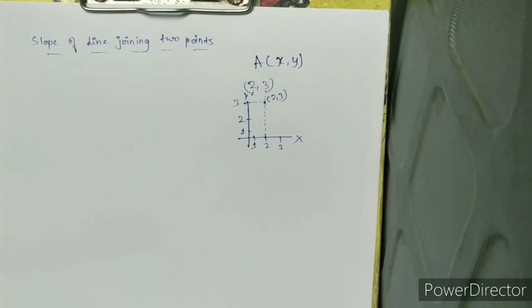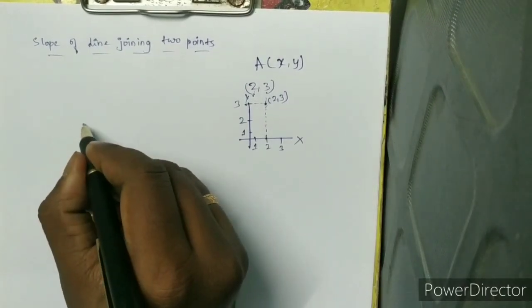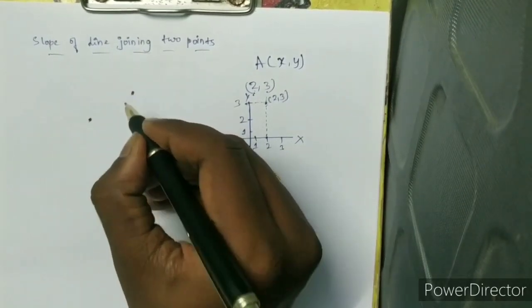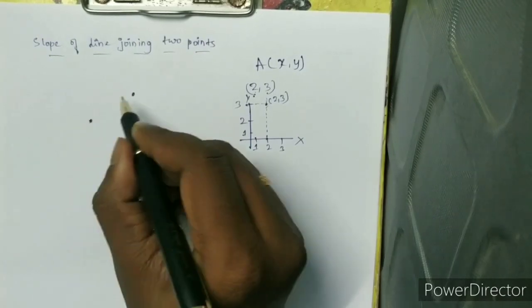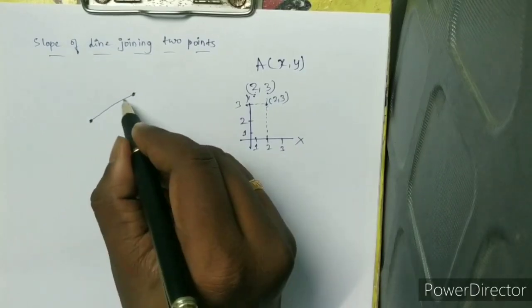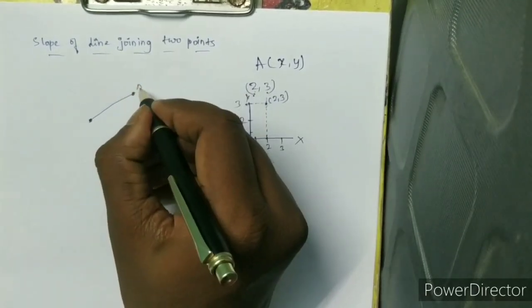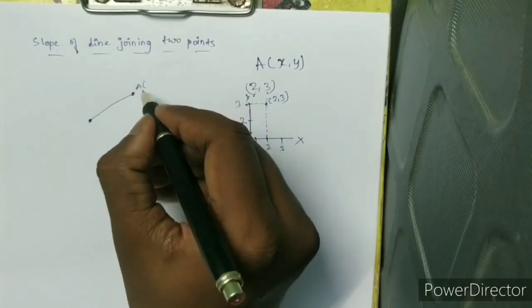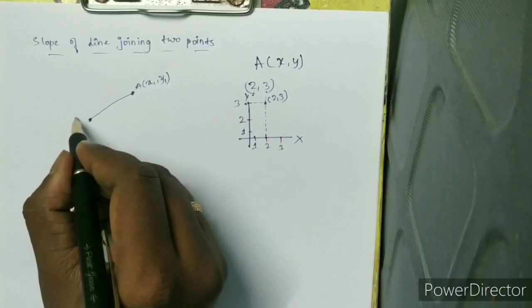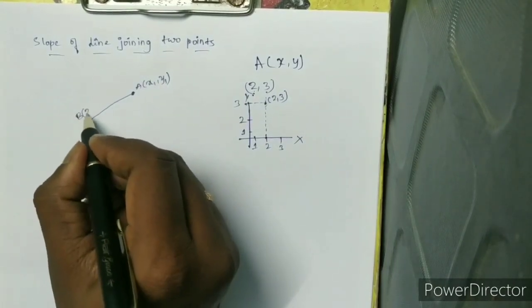Similarly, if you want to find the slope of the line joining any 2 points, for example, I have a point here and a point here as well. I have to find the slope of the line joining these 2 points. This is the line which is joining these 2 points. One point is A of x1, y1. I'll take it like this. Since I have 2 points, the other is P of x2, y2.